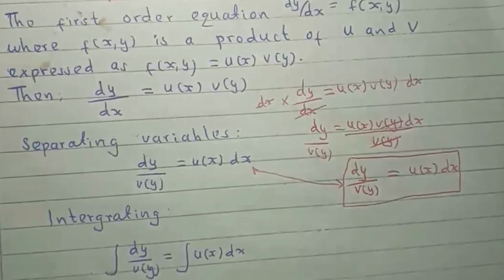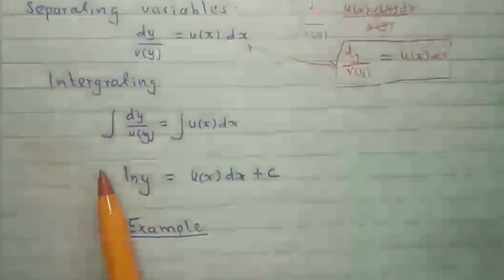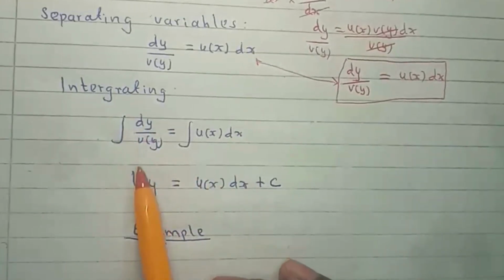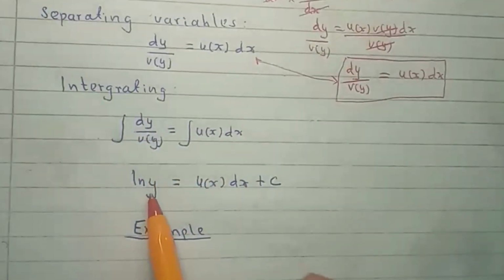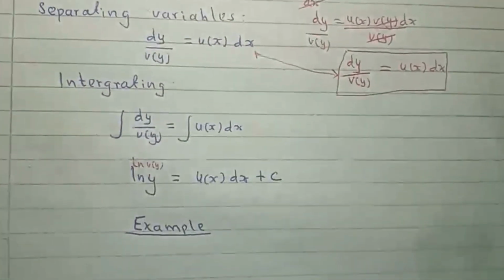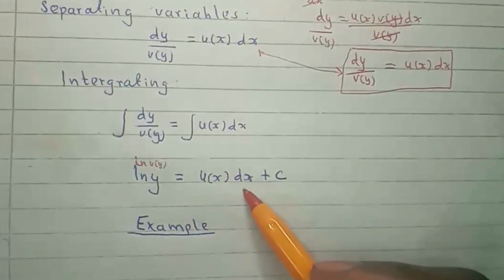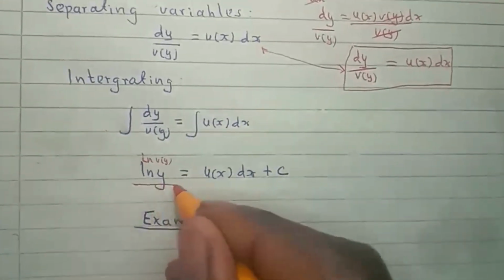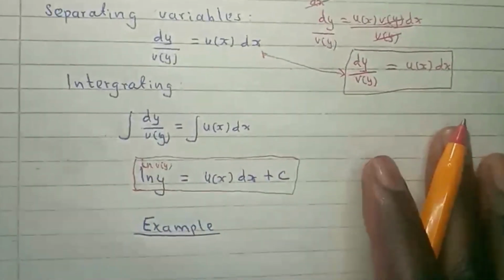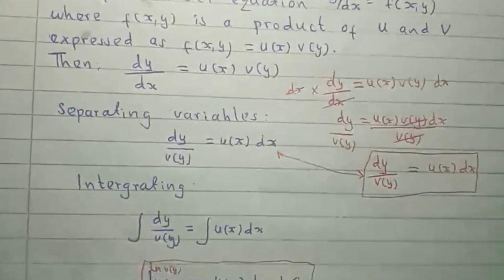Now immediately after you have finished separating your variables, you integrate. You take the integral of the left hand side and the integral of the right hand side. If you take the integral of dy over v of y, you are going to get the natural log of v of y, and if you take the integral of u of x dx, you are going to get the integral of u of x dx plus c. So whatever you get here from a real first order equation will be your final answer as a product of the variable separable.